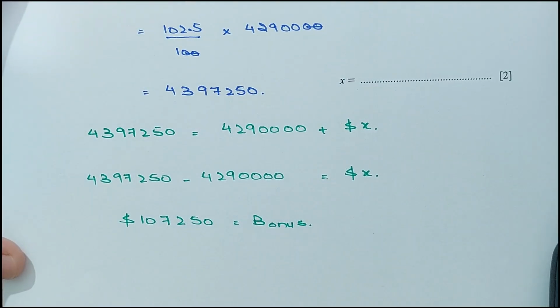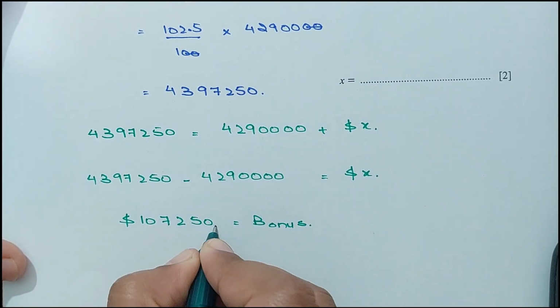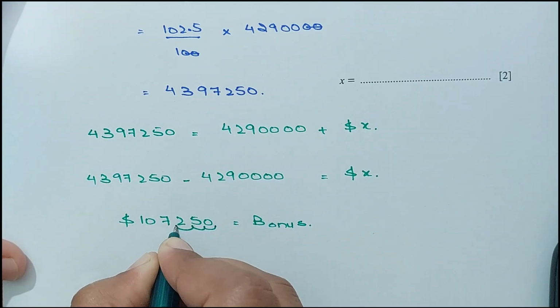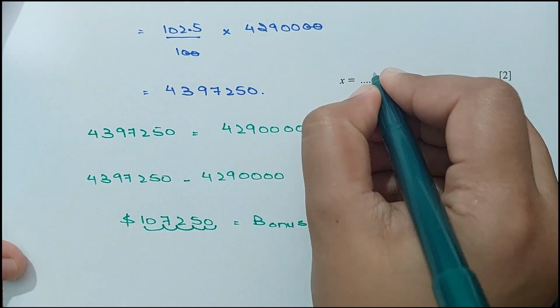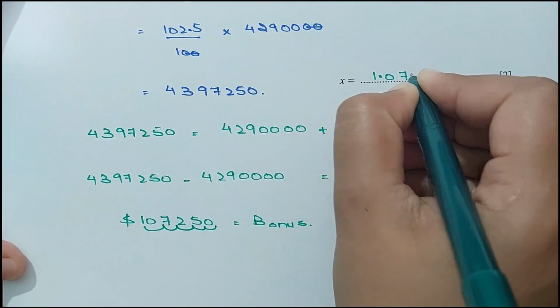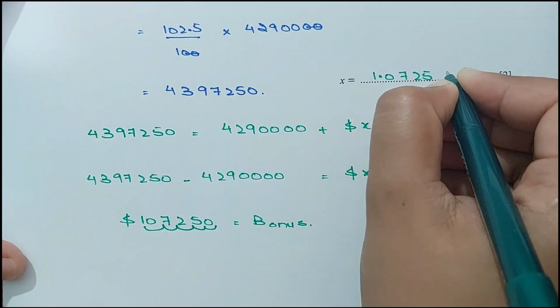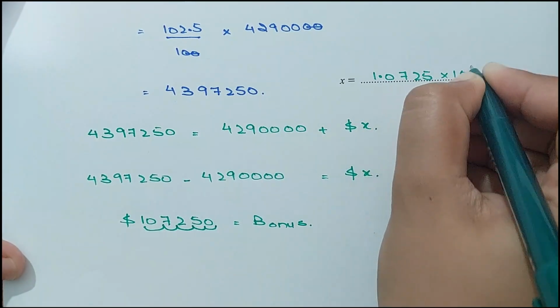Or you can convert it into standard form by moving the decimal point 1, 2, 3, 4 and 5 units. So 1.0725 times 10 to the power 5.